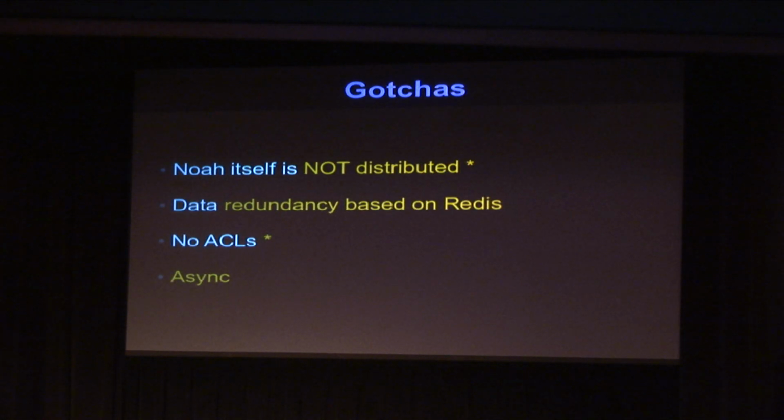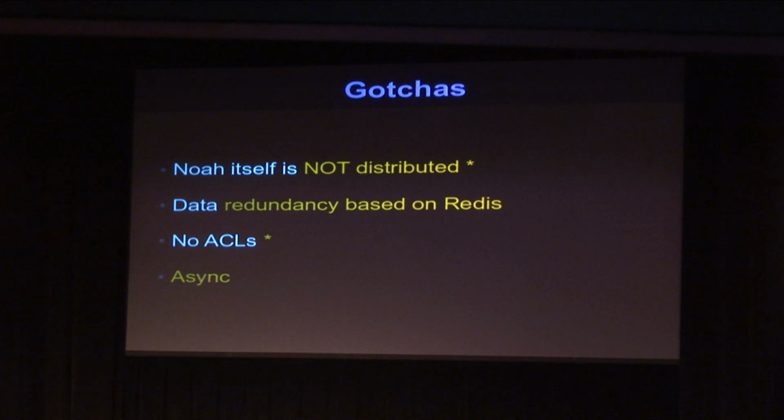So now that I've made you think that Noah is the greatest thing on earth, or the seas, or the boats, there are a couple of gotchas here. Noah itself is not distributed. Like I said, if you need distributed, or that level of availability, there are solutions for you, and I've mentioned those. Zookeeper is one of those. The redundancy is based on Redis.